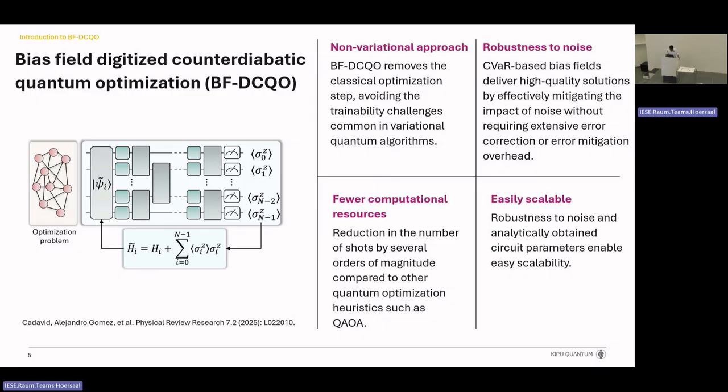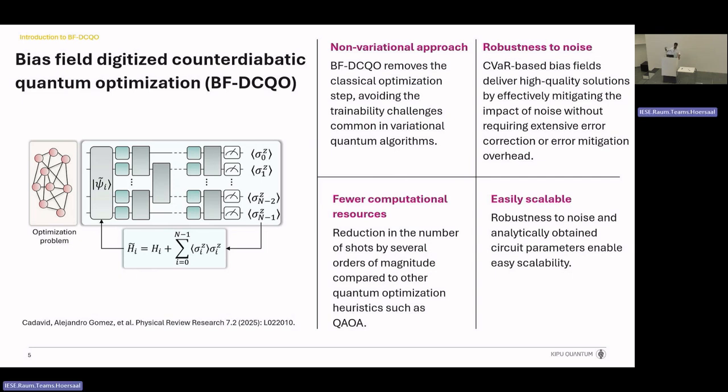And scalability is another feature of this algorithm because there is no variational tuning of the parameters. It is just analytical calculation. And also the algorithm has some robustness against hardware noise.